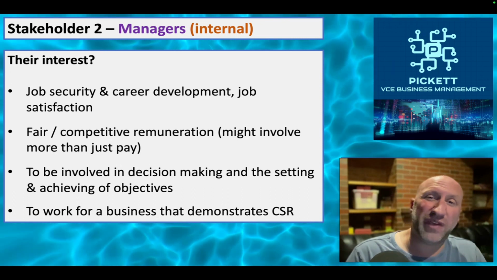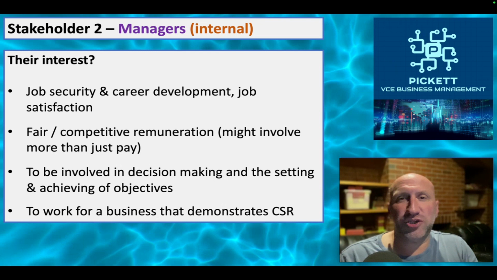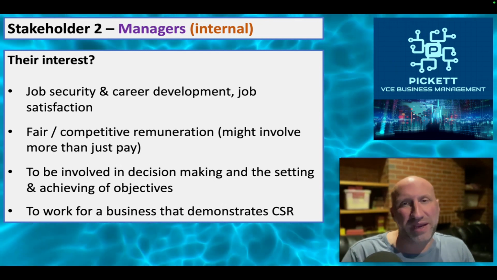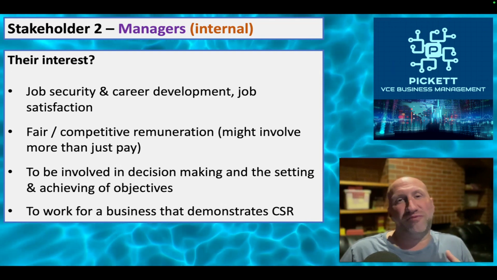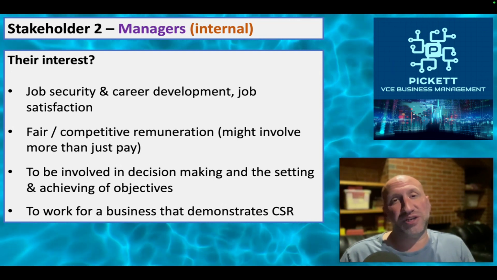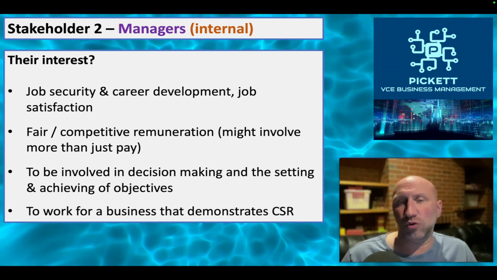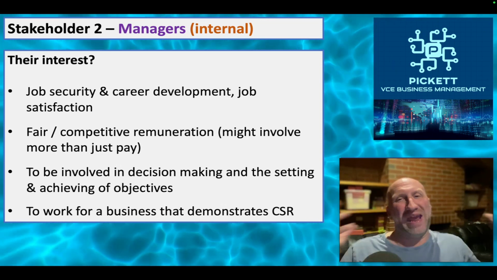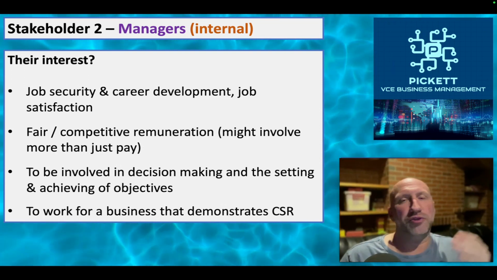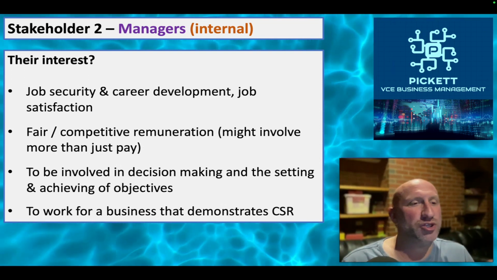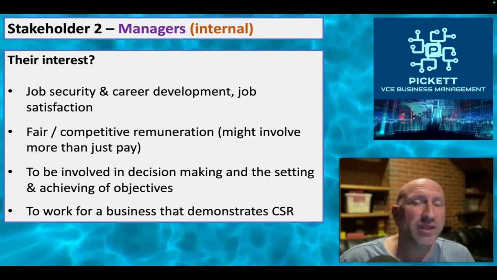They're also looking for fair or competitive remuneration. Remuneration, kind of a fancy word for pay, but it involves not just pay. There can be other forms of payment, particularly that managers receive: share options, gym memberships, company cars, all sorts of different stuff. And all of that stuff in its entirety forms the remuneration that a manager would receive. But essentially, pay is the predominant part of it.